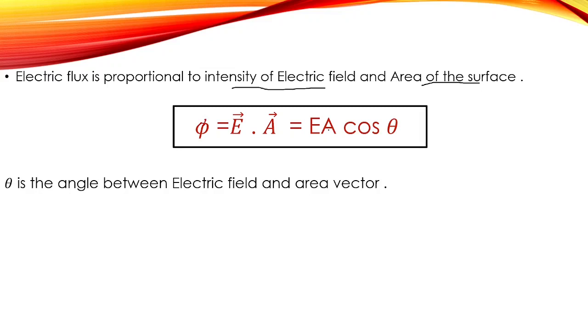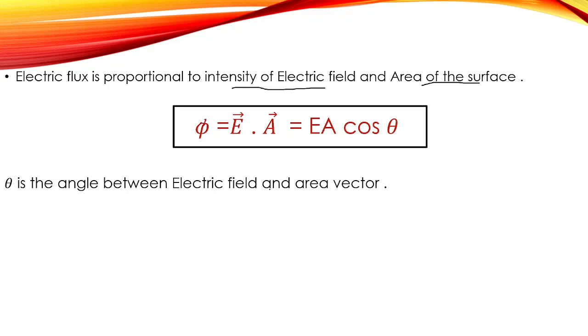So the equation for electric flux is phi is equal to E dot A, that is equal to EA cos theta. And what is theta? Theta is the angle between the electric field and the area vector. So we know how to find the area vector, right? So let's do an example for this.